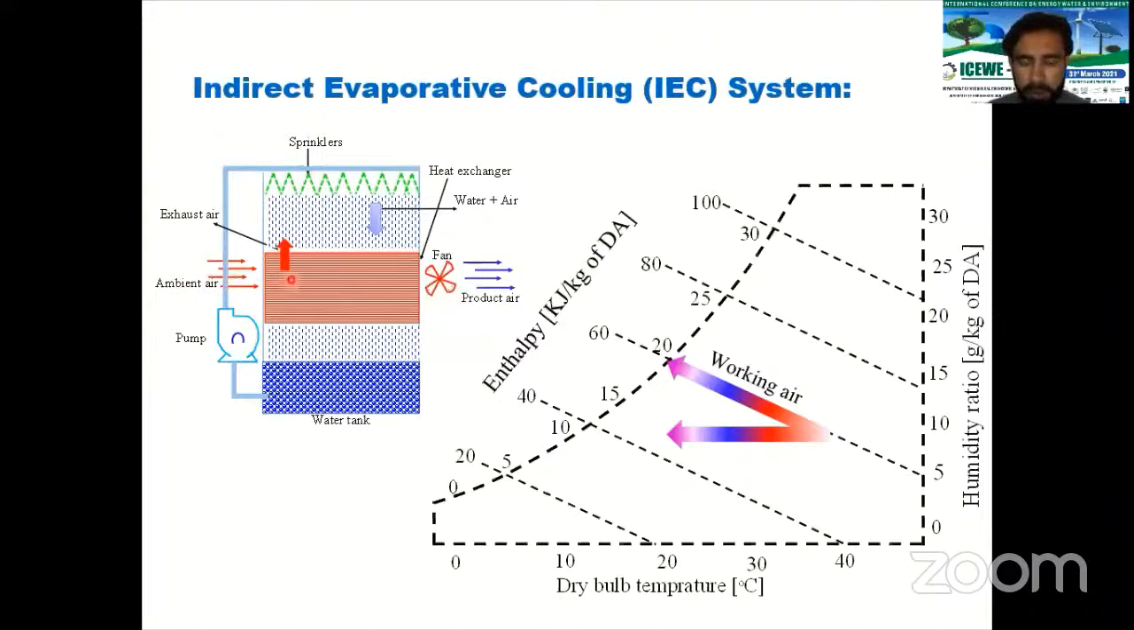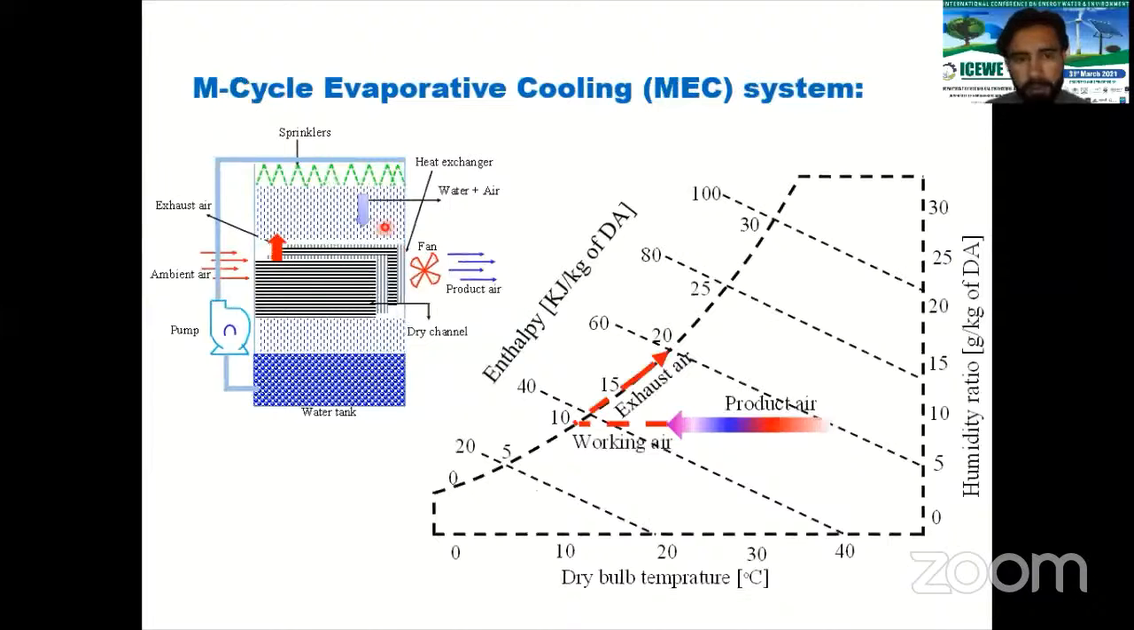In the direct evaporative cooling system, there is no direct contact of air and water. And the M-cycle evaporative cooling system, also known as the dew point evaporative cooling system, is a concept that captures energy from the air by utilizing psychrometric renewable energy available from the latent heat of water present in the air.